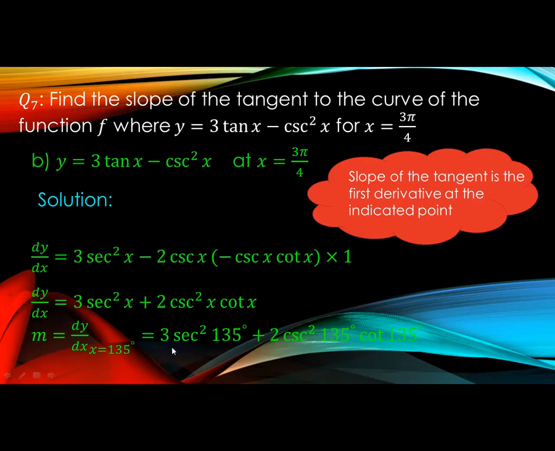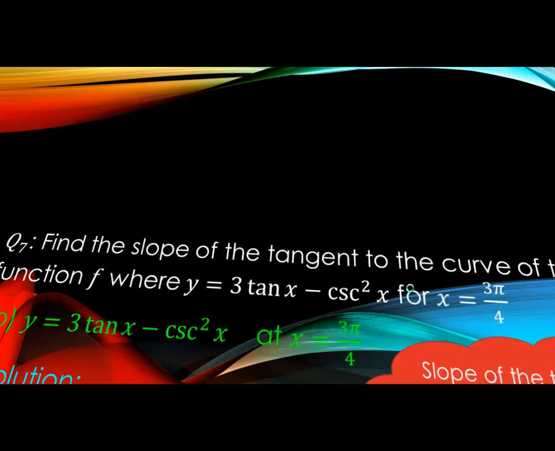And it is equal to 3 sec squared 135 plus 2 cosec squared 135 cotan 135. And by using the calculator, the answer becomes 2. So the slope of the tangent at x equals 3 pi over 4, its numerical value is 2.